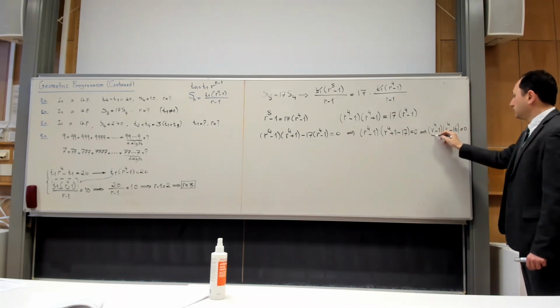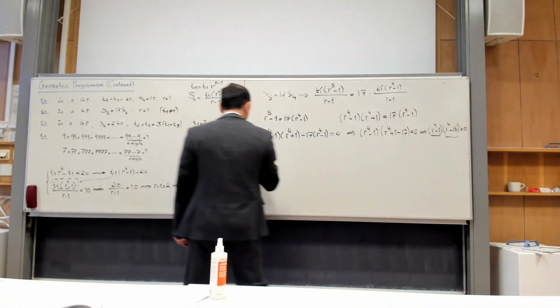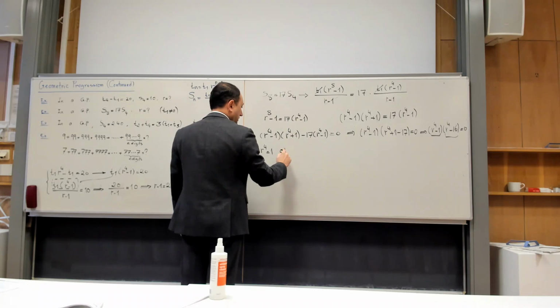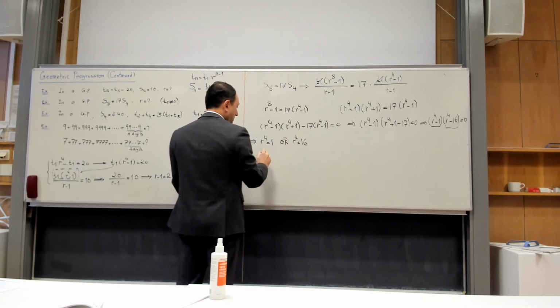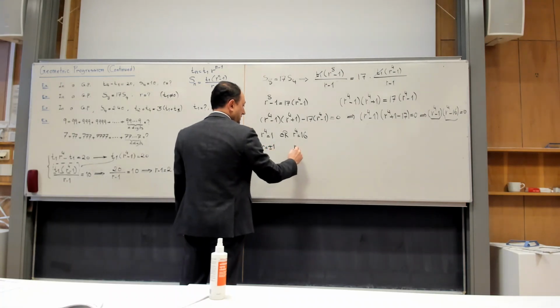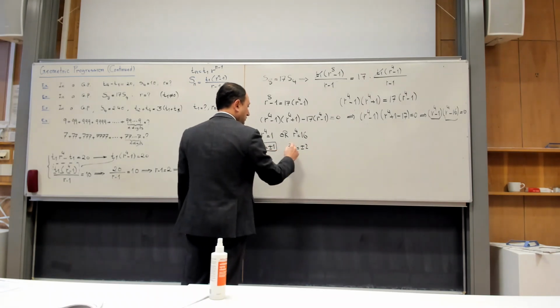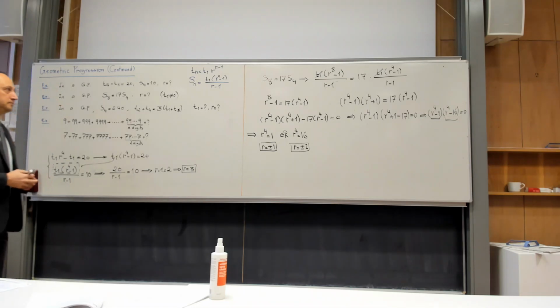But by the zero product rule, either the first one is equal to 0, so this implies that r to the 4 is equal to 1, or r to the 4 is 16. So this means that r is either plus or minus 1. And this means that r is either plus or minus 2. So actually there are 4 alternatives for this problem if this is going to happen.